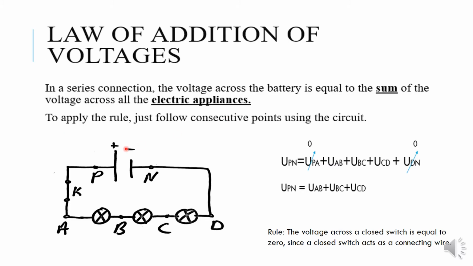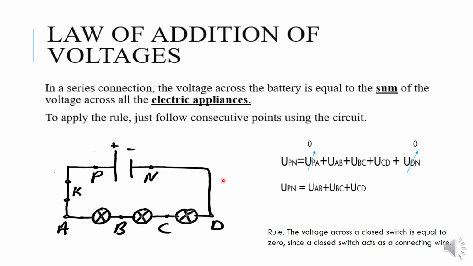Another example, UPN. Let's apply the law of addition of voltages to this circuit. UPN is equal to UPA plus UAB plus UBC plus UCD plus UDN. We just followed the points. UPA is crossed out. Why? Since between P and A we have a closed switch. And as we said before, a closed switch acts as a connecting wire, and the voltage across a closed switch is equal to 0. Why? Since a closed switch acts as a connecting wire.